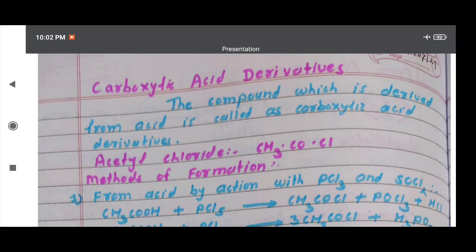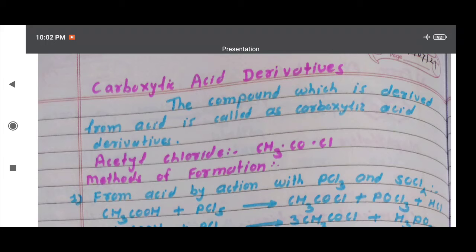In the topic carboxylic acid and their derivatives, I have completed carboxylic acids and today I am discussing with you derivatives of acids. First we see what is meant by carboxylic acid derivative. A compound which is derived from acid is called a carboxylic acid derivative.